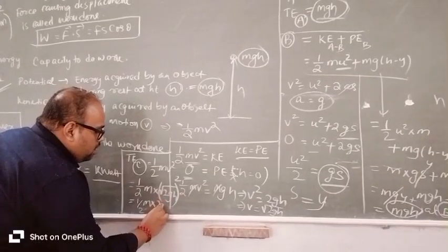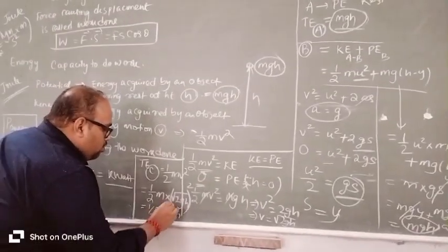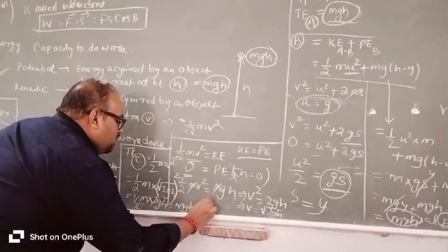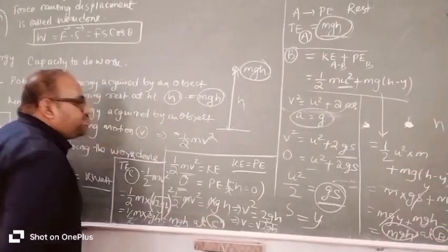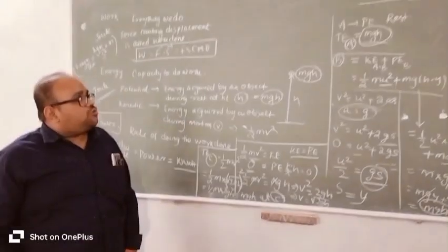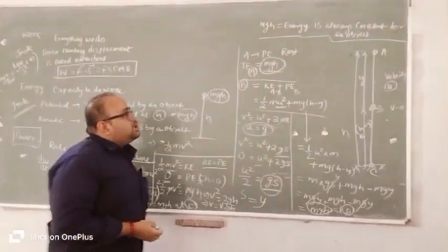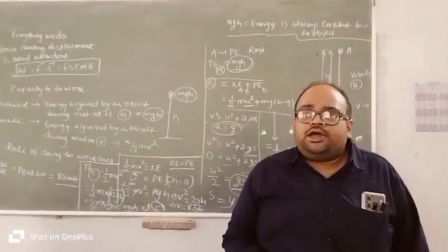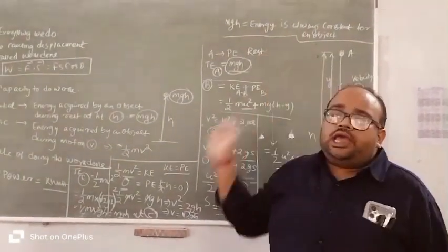So half m multiplied by the squared value 2gh, the 2 gets cancelled. Finally, mgh at point C of the object. Hence proved: the total energy of an object is always constant, which is equal to mgh.